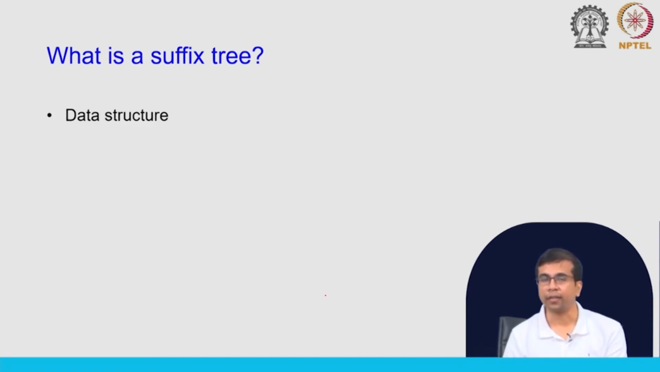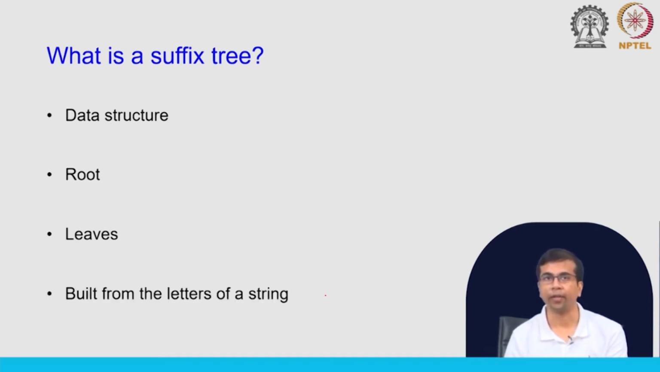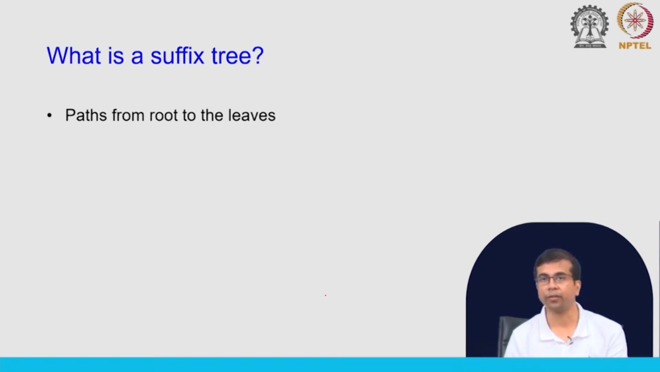So, this is a data structure and it contains something we call a root. It will have one root and it will have leaves. This data structure is built from the letters of a string. So, let us go into that. What these trees contain are paths from the root to the leaves.